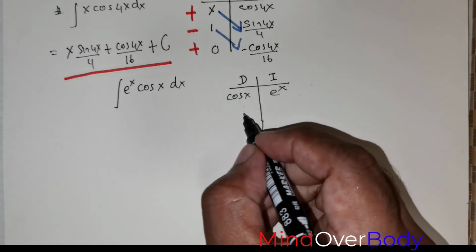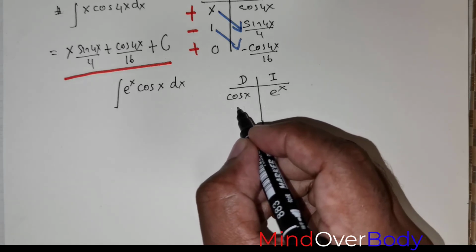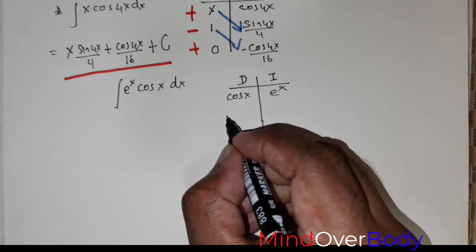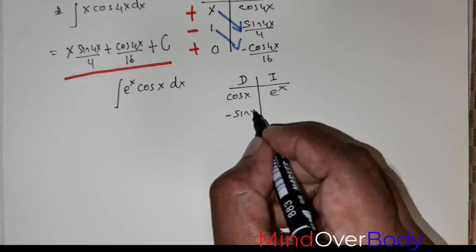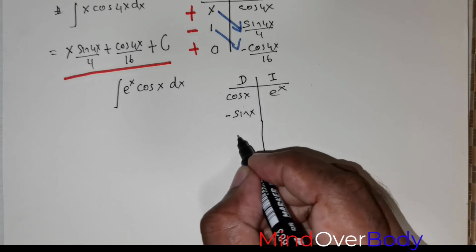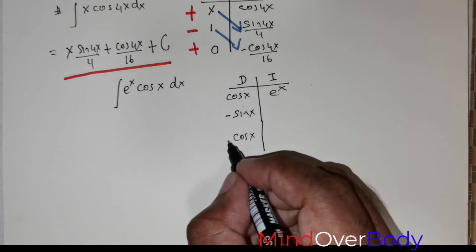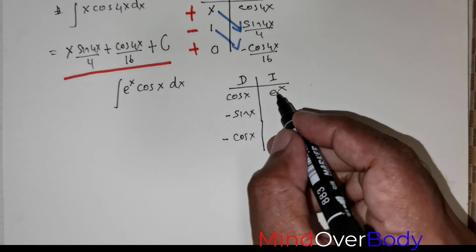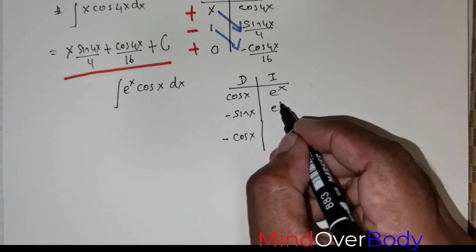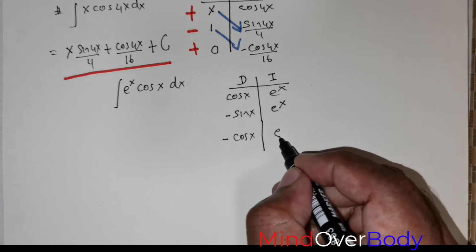Having mentioned that, let me start off with the differential of cos x. That's going to be negative sin x. Now the differential of sin x is going to give me cos x. Of course there is a negative sign there, so place it. Now let me integrate e raised to the power of x. I get e raised to the power of x. Again I get e raised to the power of x.